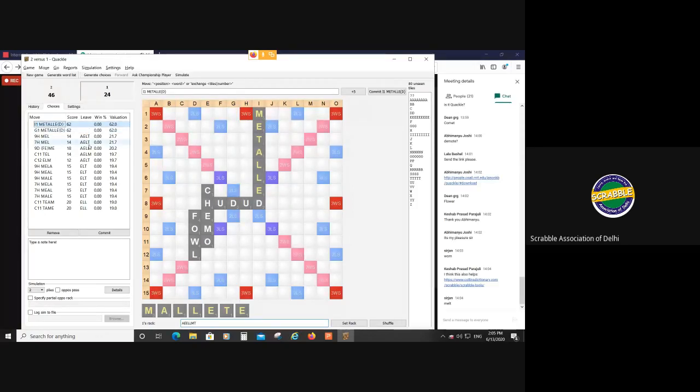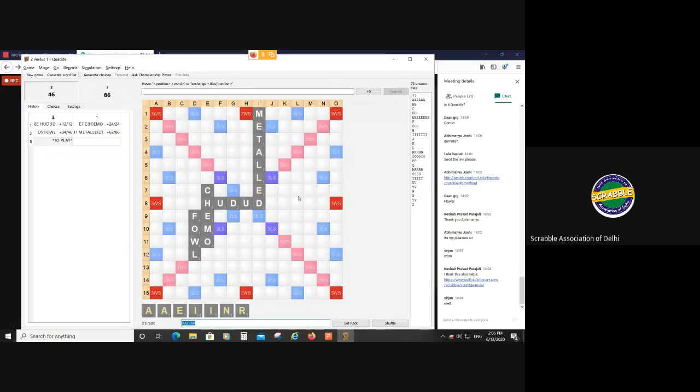So this is how your brain needs to work. You need to pick up your suffixes, prefixes, put them in the beginning, put them in the end. See, can you make a past tense with something on the board, plural with something on the board? Can we maximize the premium squares? So I'm going to commit this one. And this is what I'm getting now.